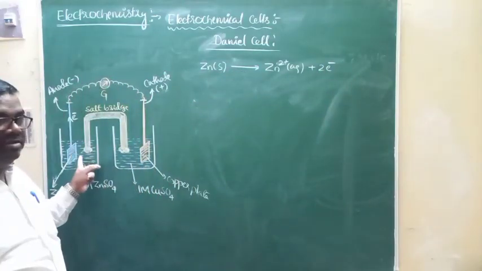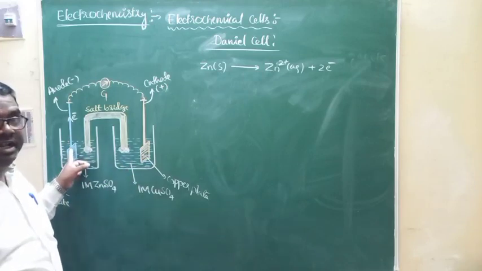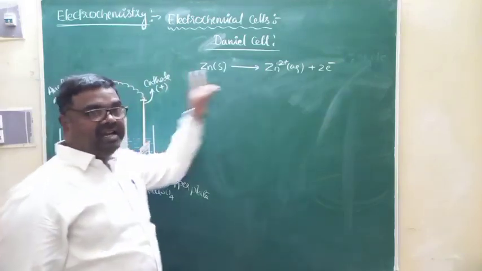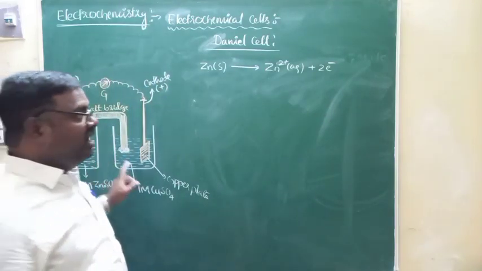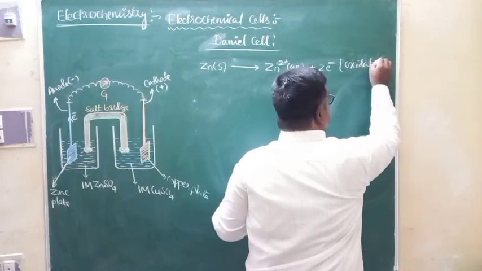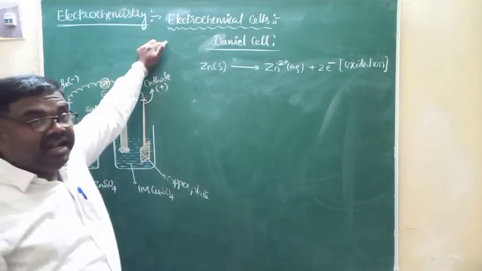As soon as the zinc electrode system is connected to the copper electrode system, oxidation of zinc metal into zinc ions takes place at the zinc electrode. And remember what I said, this is oxidation. This is the oxidation reaction that is taking place at the zinc electrode of the Daniell cell.